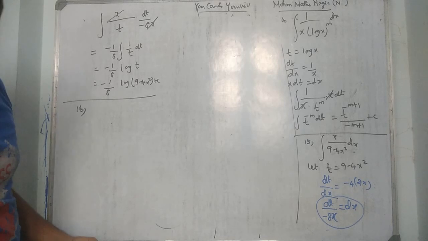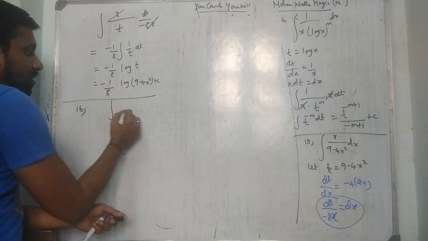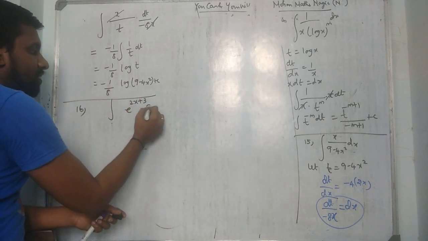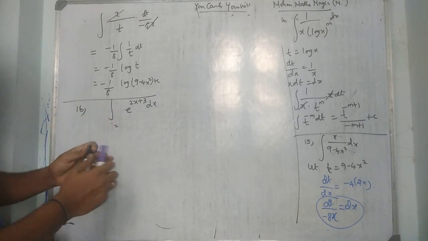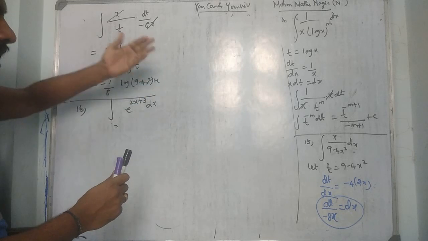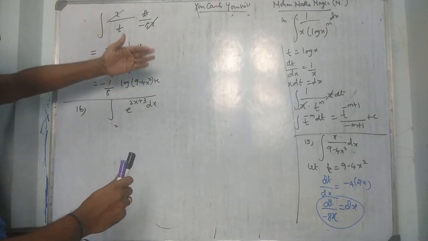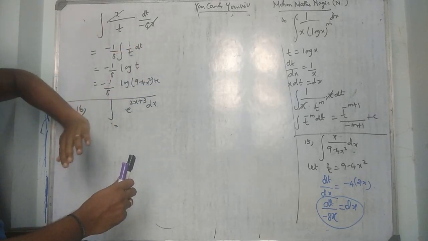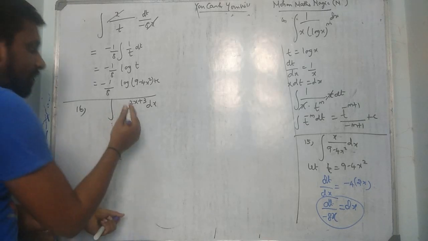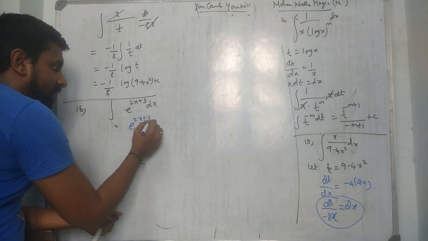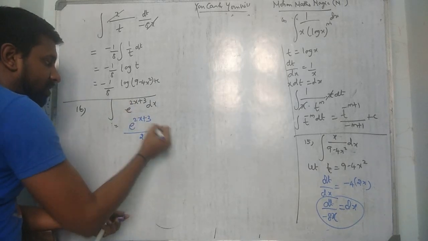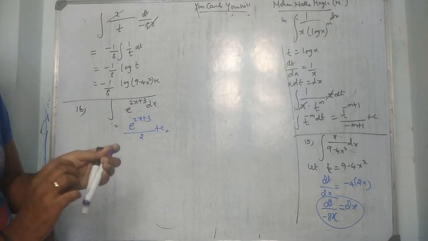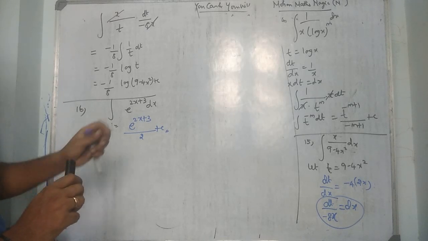So question number 16, e power 2x plus 3 dx. E power 2x, e power anything, e power 2x integrate panna e power 2x upon 2, x oda coefficient. E power 3x panna e power 3x upon 3. Appo e power 2x plus 3 panna same thing, e power 2x plus 3 upon x oda coefficient denominator. That's it. Simple concept. Next, shortcut. Okay, this is shortcut.